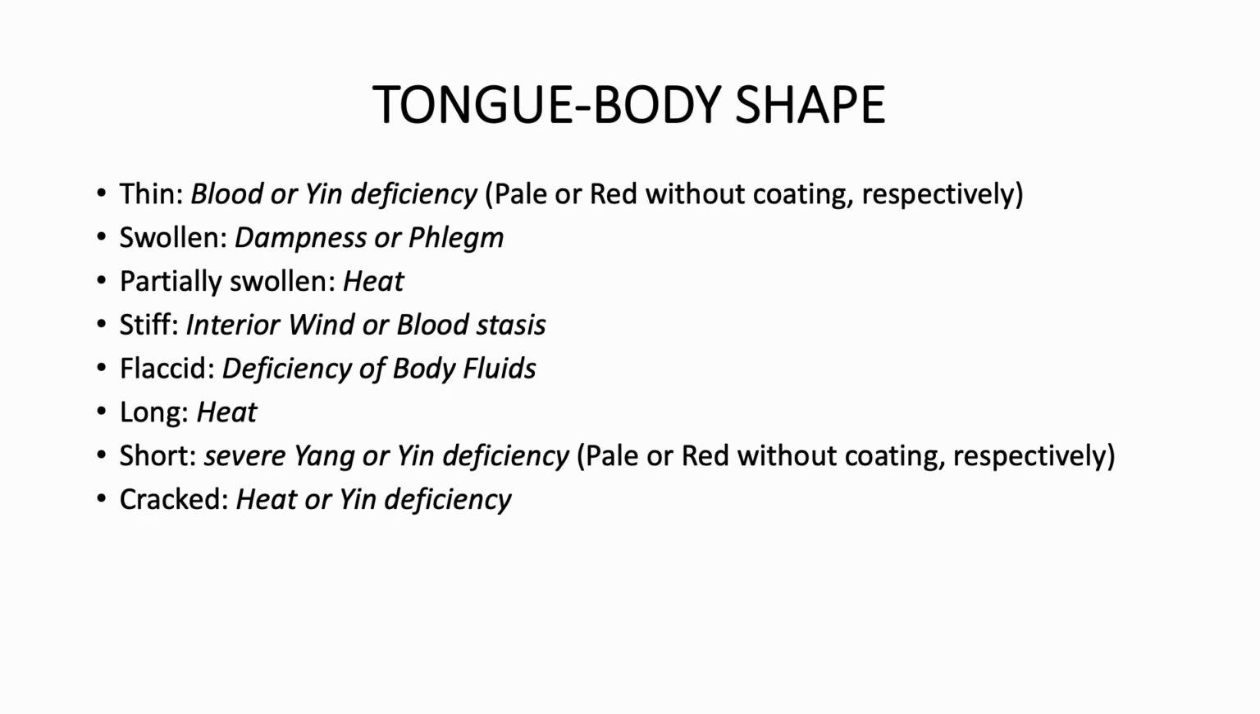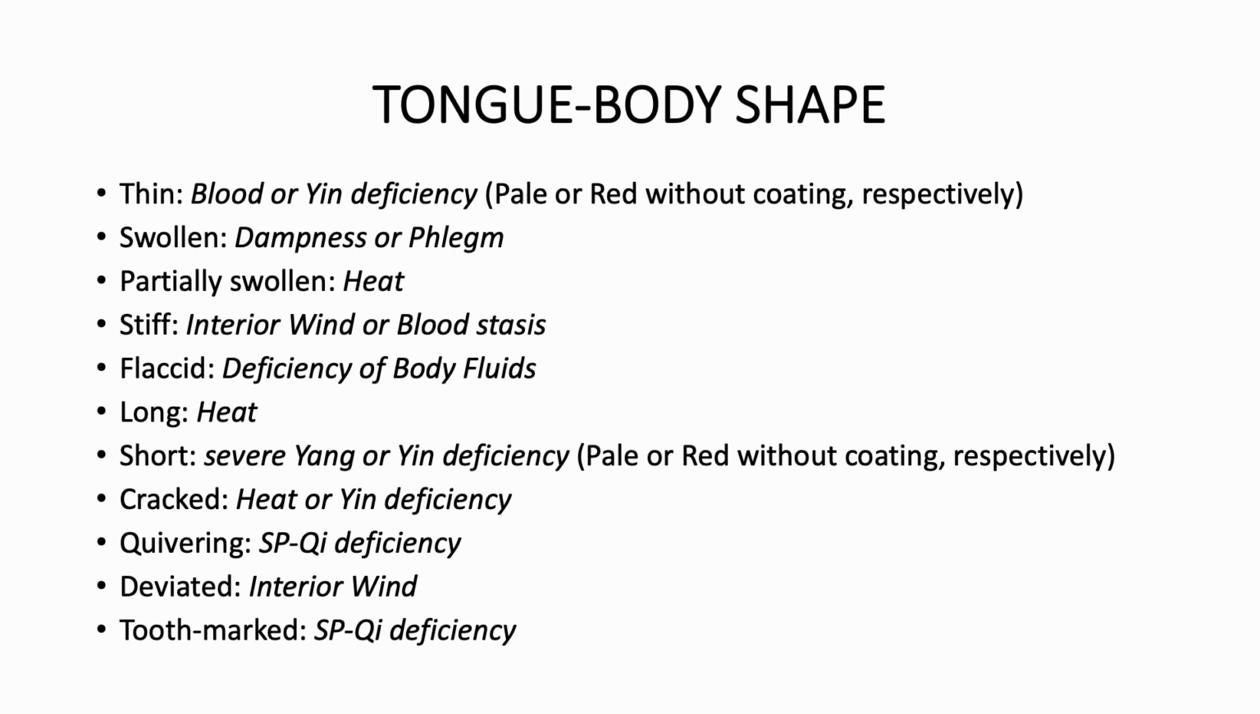We call this a heart crack. A shallow, wide crack in the midline, not reaching the tip, indicates stomach yin deficiency. We call this a stomach crack. Short, transverse cracks on the sides in the middle section of the tongue indicate chronic spleen qi or spleen yin deficiency. A quivering tongue usually indicates spleen qi deficiency. A deviated tongue indicates interior wind. A tongue with teeth marks indicates spleen qi deficiency.